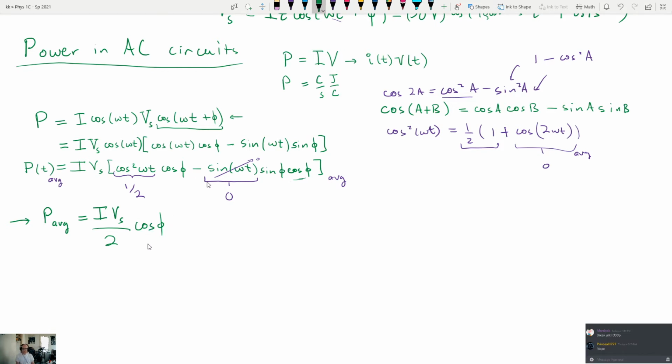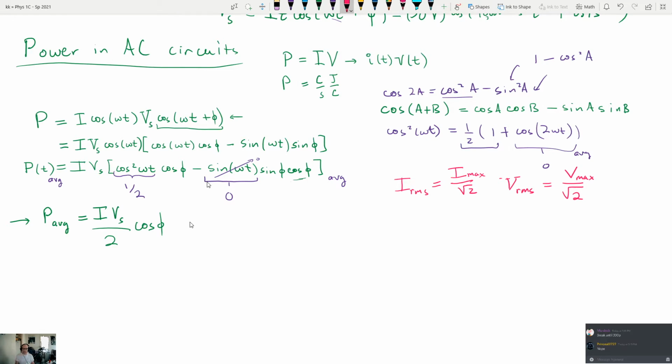Okay. Now, if we remember some of the things we talked about at the very beginning of class last time, we defined RMS current to be equal to the maximum current in the circuit divided by square root 2, and we defined VRMS to be equal to the maximum voltage of the circuit divided by square root 2. So these are both Imax and Vmax. This I and this V here are the maximums.